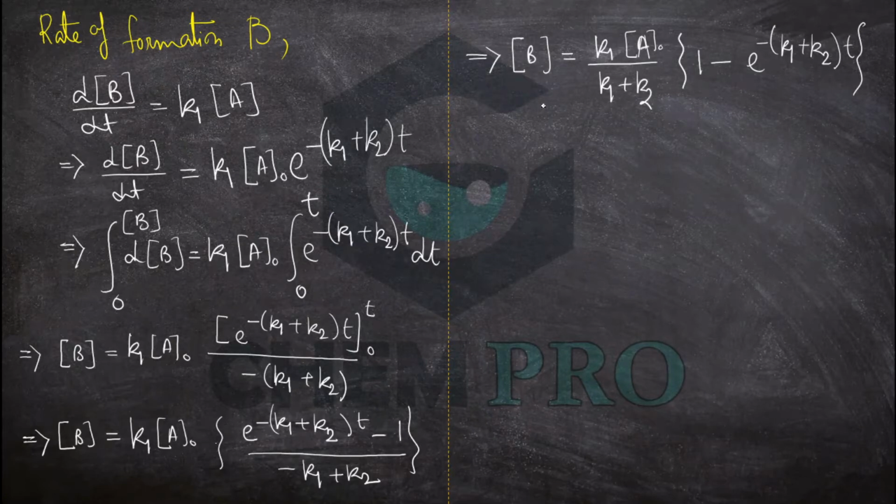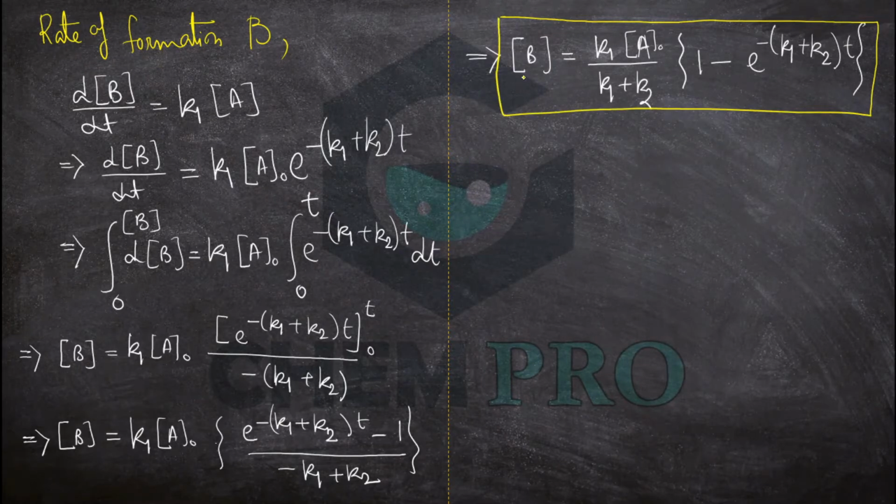So this is the formula of the concentration of B: the concentration of B equals K1 by (K1 plus K2) into A0 into (1 minus e to the power minus (K1 plus K2) t). From this we can write the formula of the concentration of C.